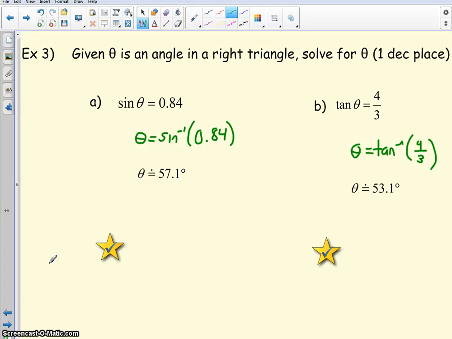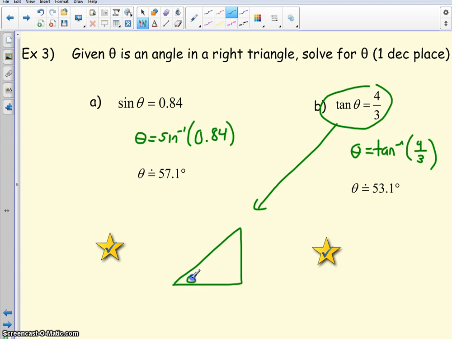All right, welcome back. Last thing I just want to mention with this one before we move on to something a little bit more interesting is, again, what this means here when you have tan theta being 4 over 3 is you're going to have a right triangle and some angle here that you don't know. It turns out to be 53.1. We don't know that yet.